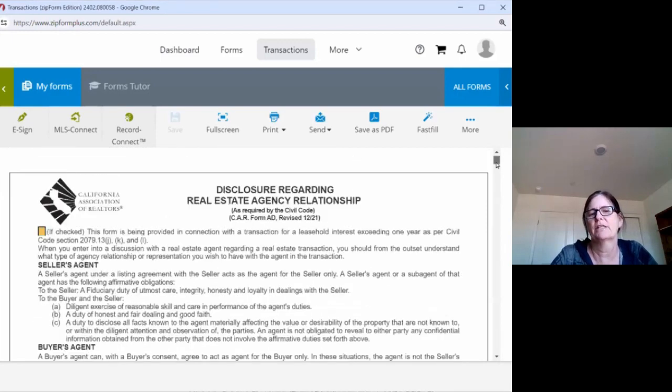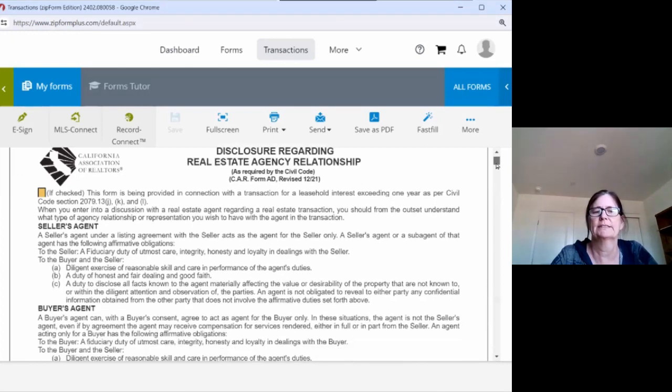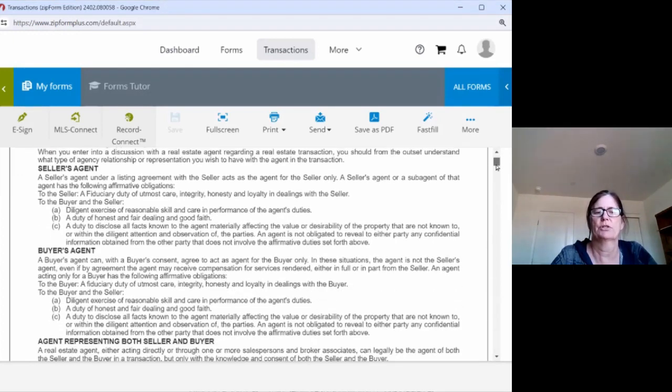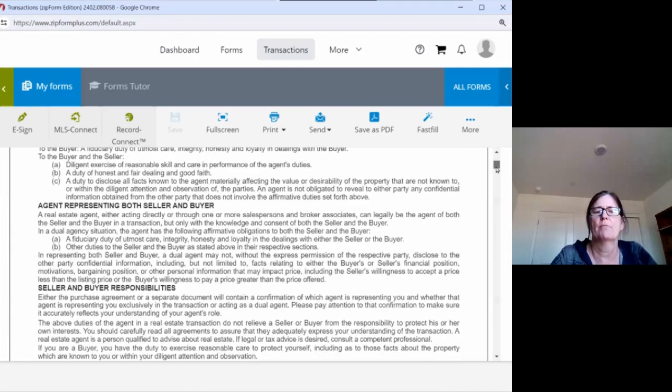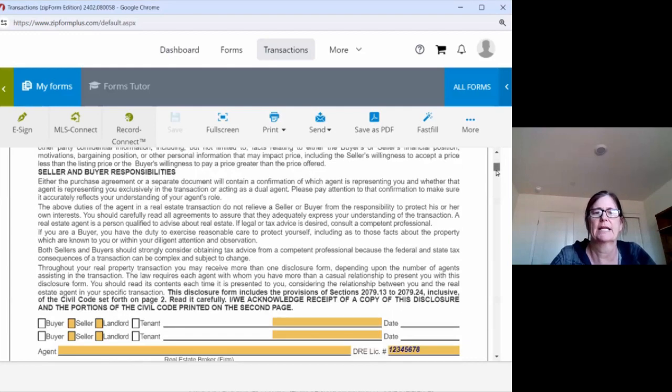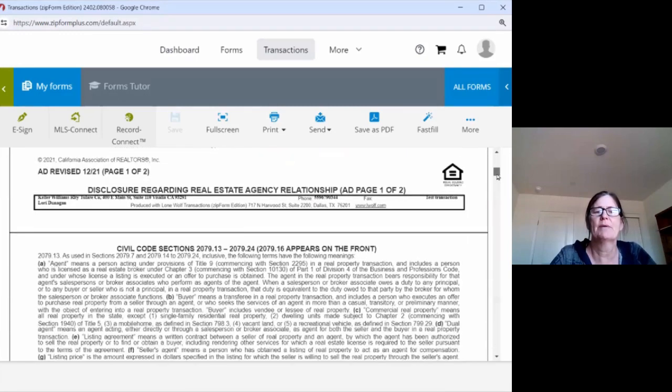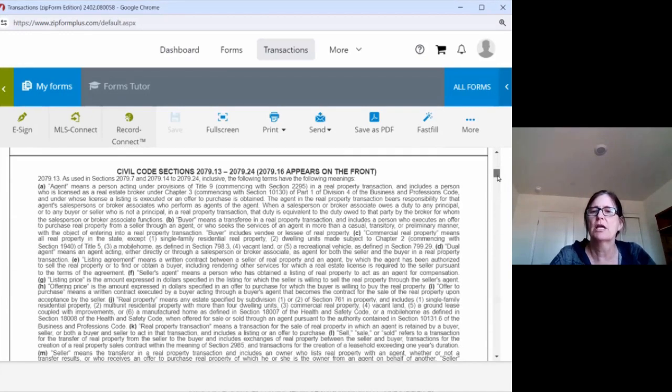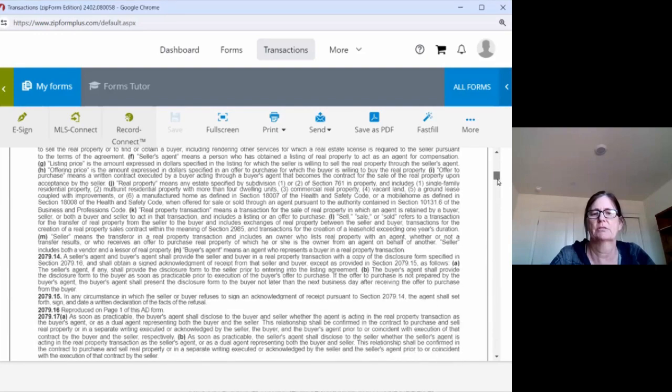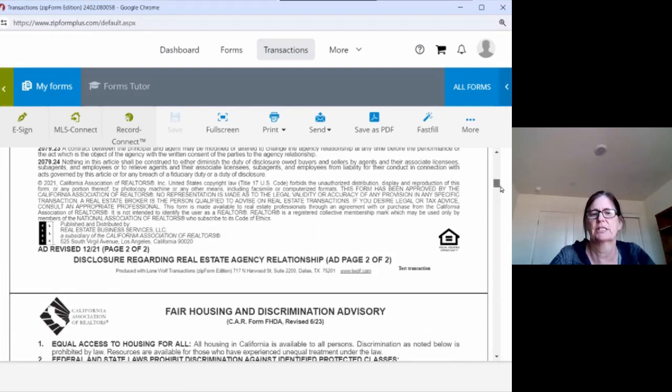Actually, really briefly, the agency relationship disclosure covers what is a seller's agent, what is a buyer's agent, what are their responsibilities, what happens if the agent represents both the seller and the buyer, and then what are the seller and buyer responsibilities. So you should read this and go over it with your client when they sign it. And then the second page of this is civil code, and they reference it in the first page, and so they give you a complete copy of it in the second page. And so the second page doesn't get signed or anything, it's just there.